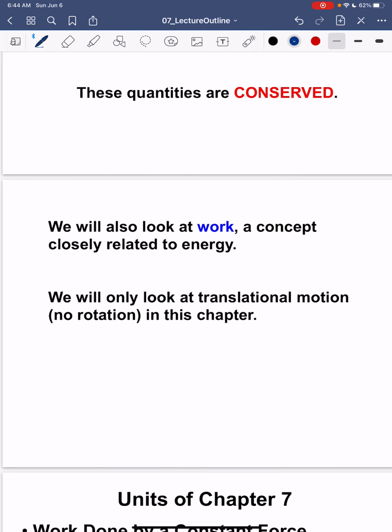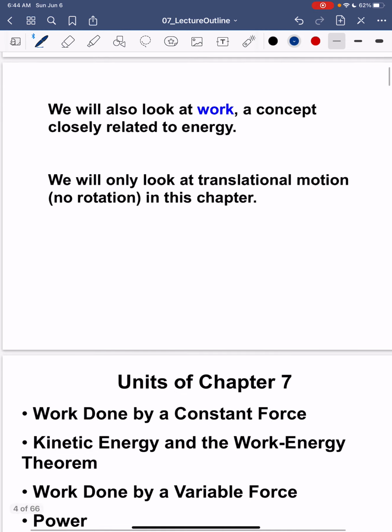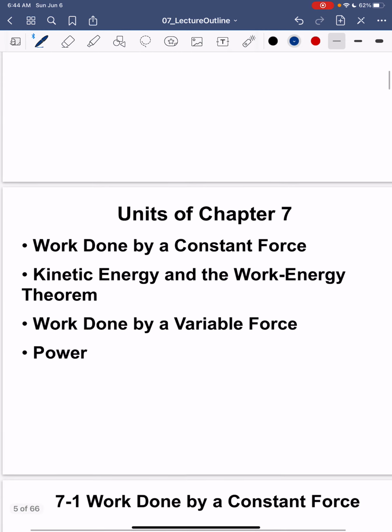One of the concepts that is really so related to energy is work. And we will talk today only about linear motion. We will not include any rotation in this chapter, and we will talk about rotation in a later chapter.